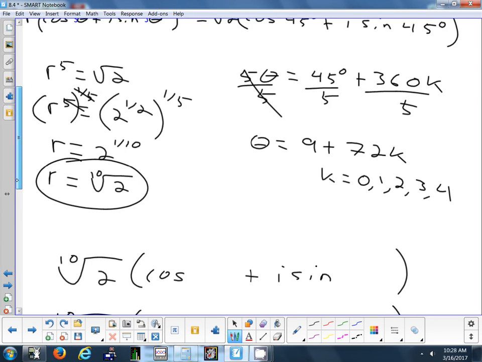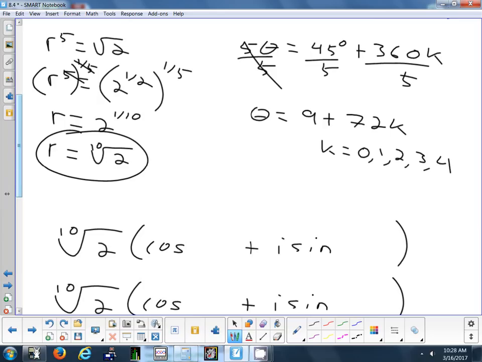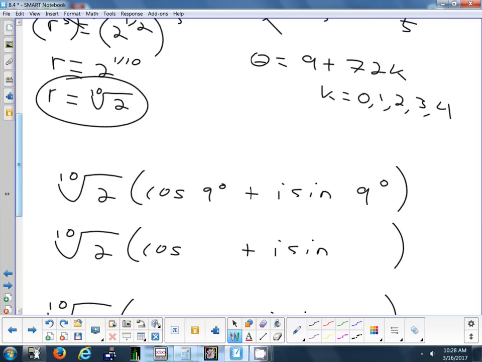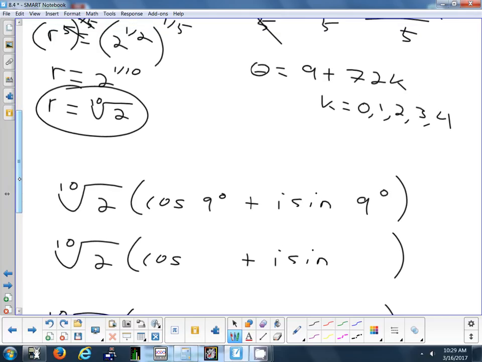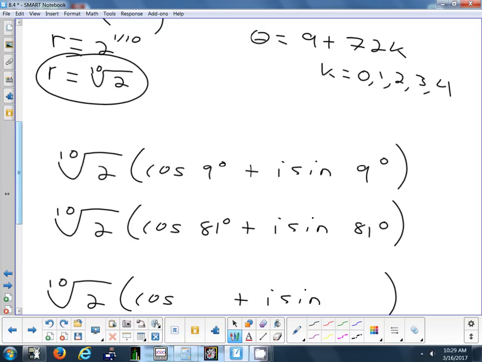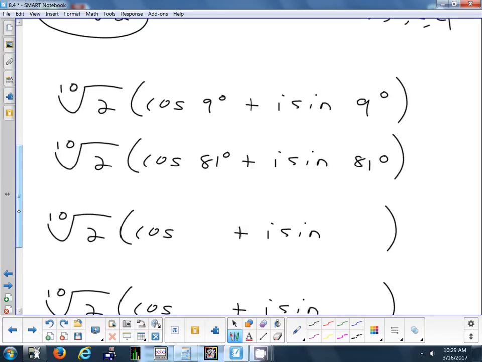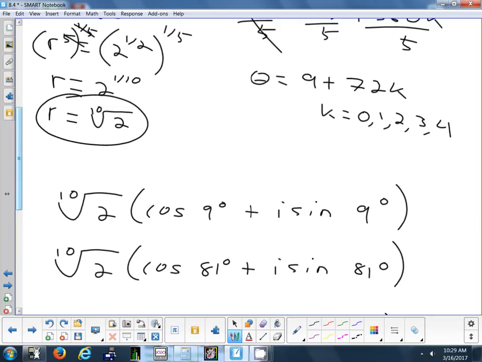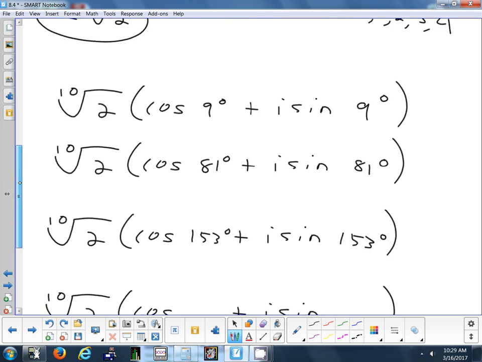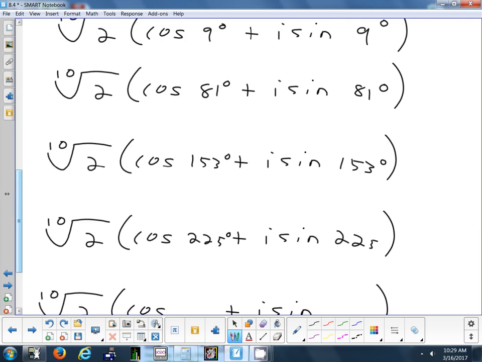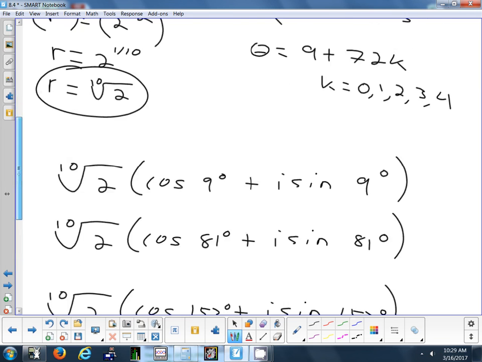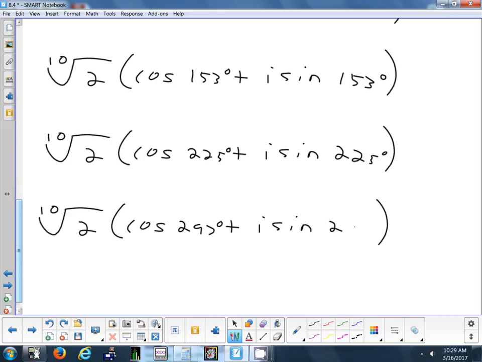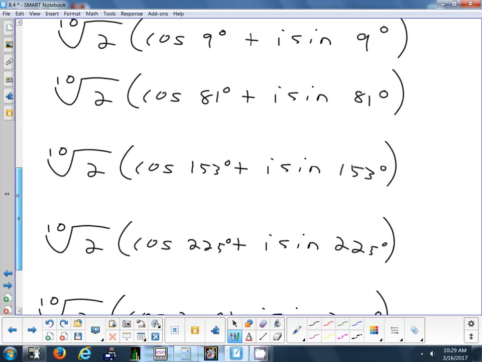All right, let's see if we can do the arithmetic. 72 is kind of a weird number, but first one's not bad. What's my first angle? 9. Second angle? 81. Yep. Our third angle is going to be 144 plus 9, 153. The fourth angle is going to be 210 plus 9, 225. And 297. Okay, so there's all 5 of your angles.